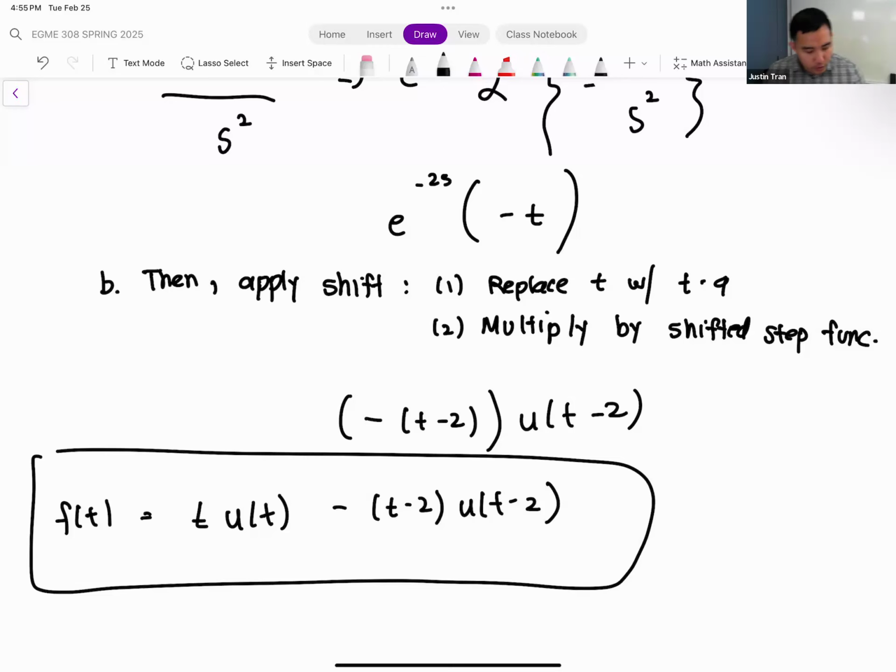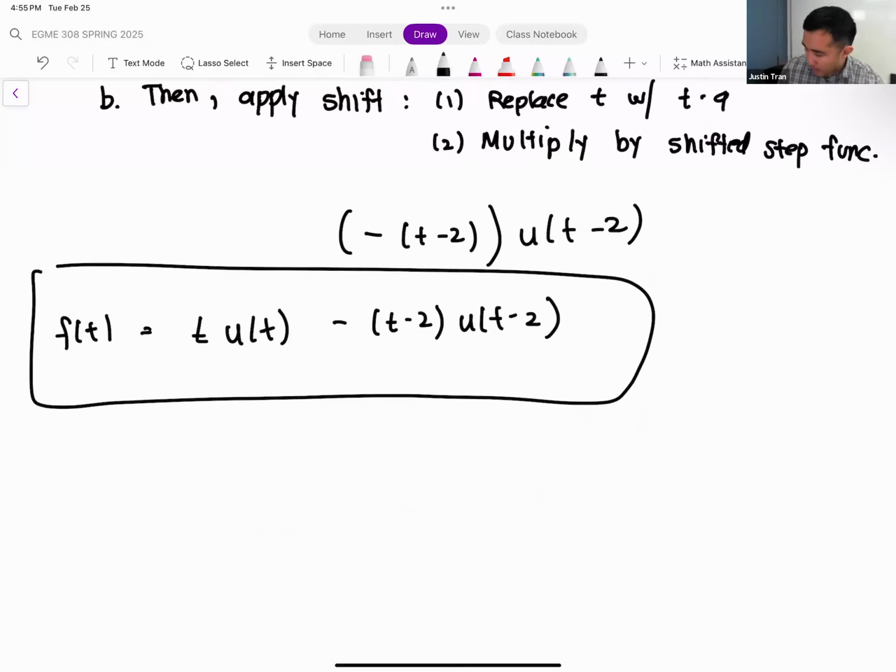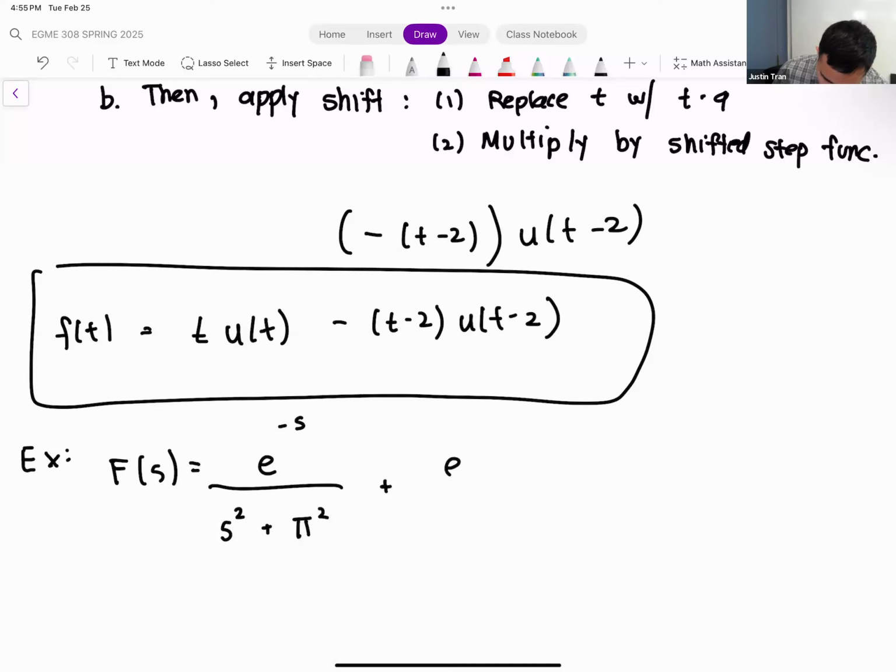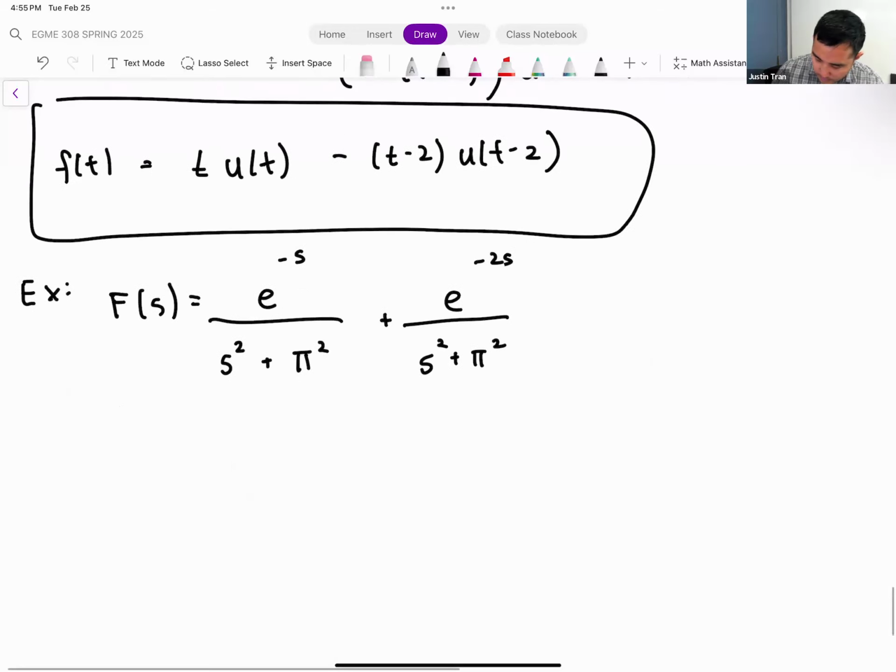Okay. All right, let's do one more example of this, one that's a bit more complicated. Okay, so let F of s be equal to e to the minus s over s squared plus pi squared, plus e to the minus 2s divided by s squared plus pi squared, plus e to the minus 3s all over (s plus 2) quantity squared.